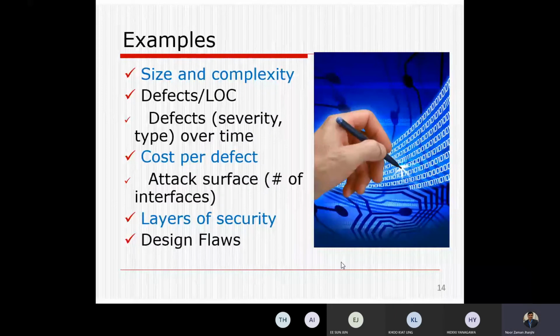Different examples for that, as we discussed: the size of the software, the complexity, how many defects there are, how many lines of code there are, and how many different types of variables we are using. We need to consider almost everything: design flaws, code, functionalities, everything. If we are missing any of the points, then we may address that particular part.